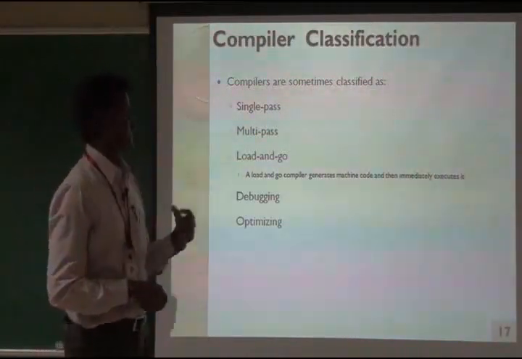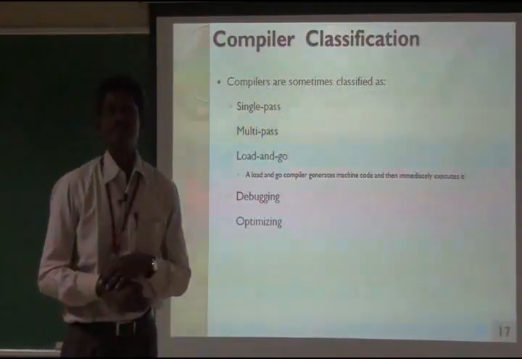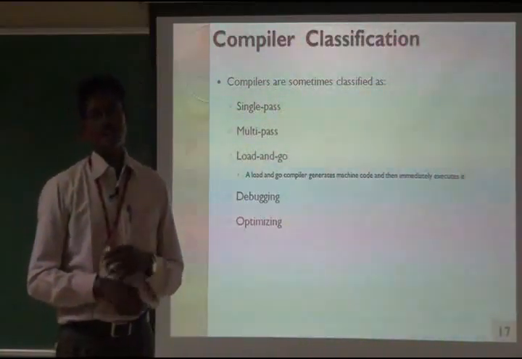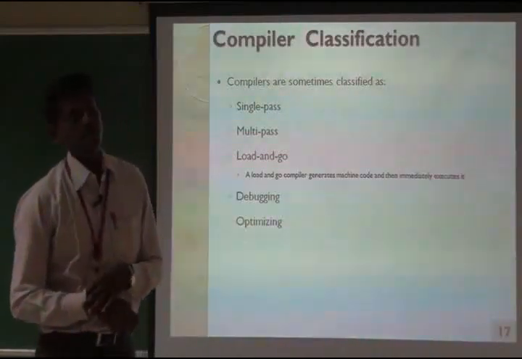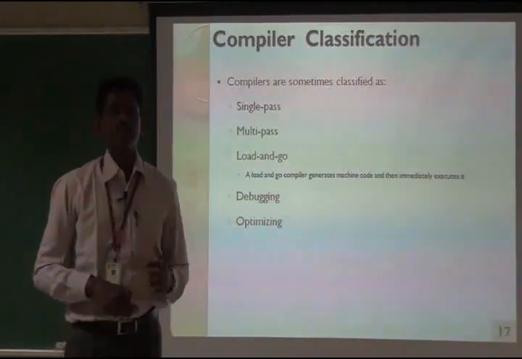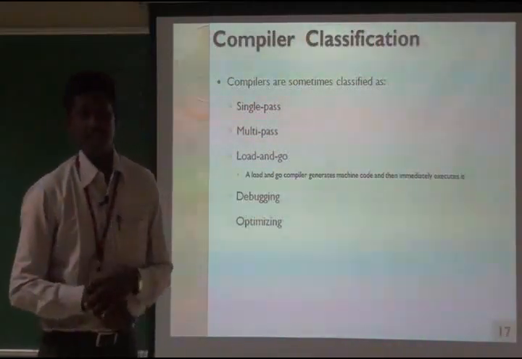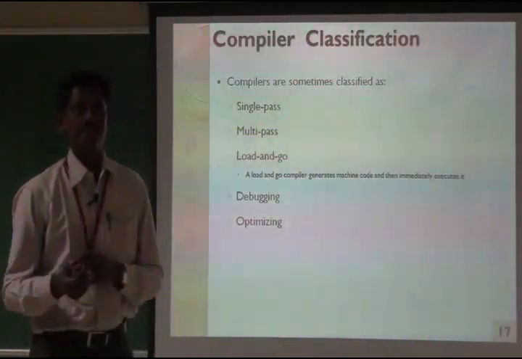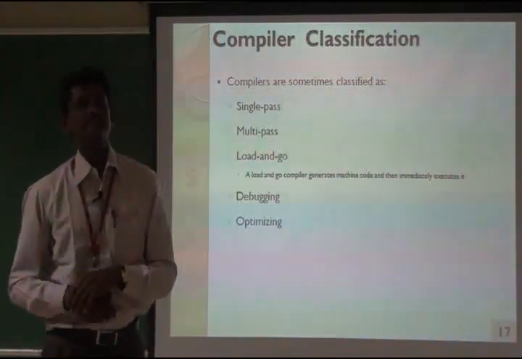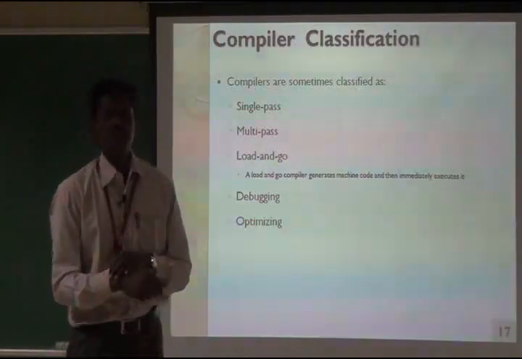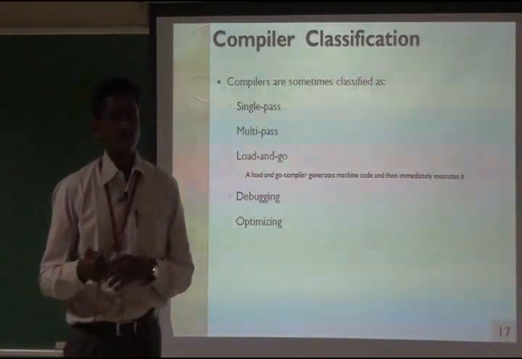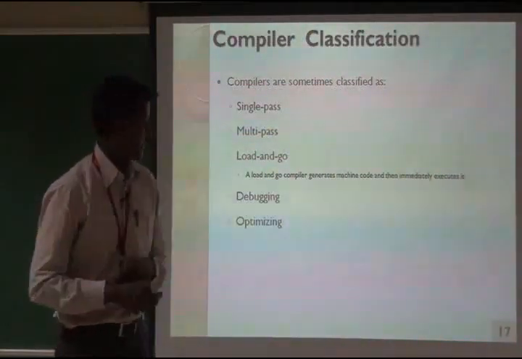That type of compiler is called a multi-pass compiler. The third one is the load and go compiler, or load link compiler. This compiler goes for compilation, and after the compilation it goes for the execution, like an interpreter. An interpreter is another translator that goes for translation as well as for execution. Similarly, the load and go compiler compiles the source program, loads the program, and then goes for the execution.